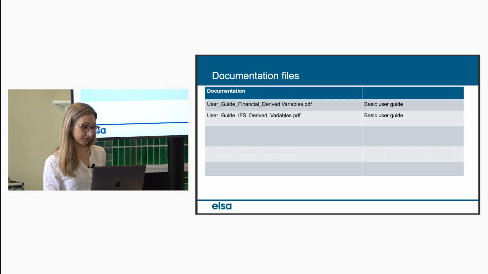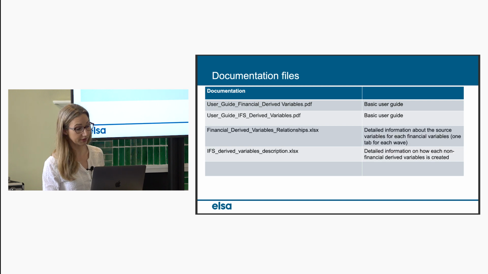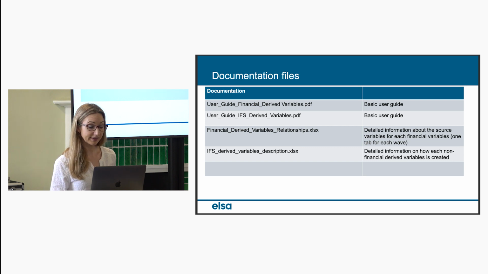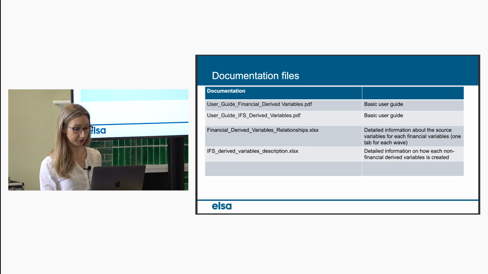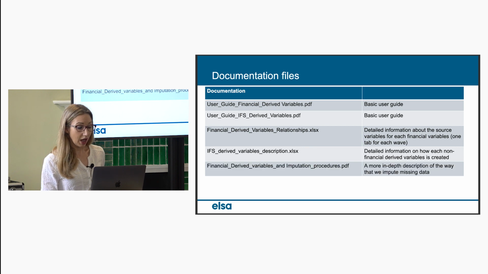So the documentation files, there's two basic user guides: the financial derived variables user guide and the non-financial derived variables user guide. There are two Excel spreadsheets. Each of these has one row per variable, and it tells you the source variables for each of those and how each of those variables were derived. And also a more in-depth description of the way that we impute missing data.